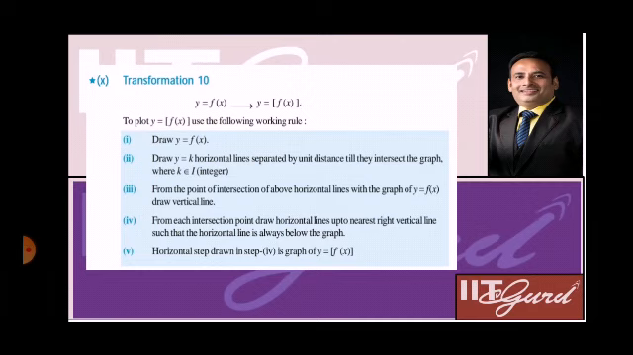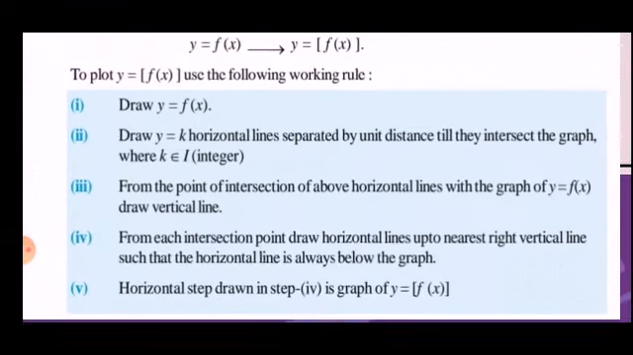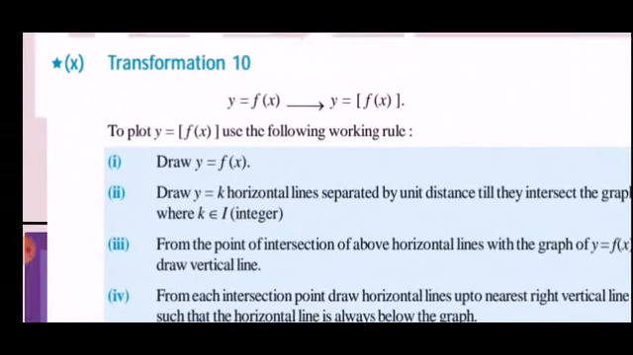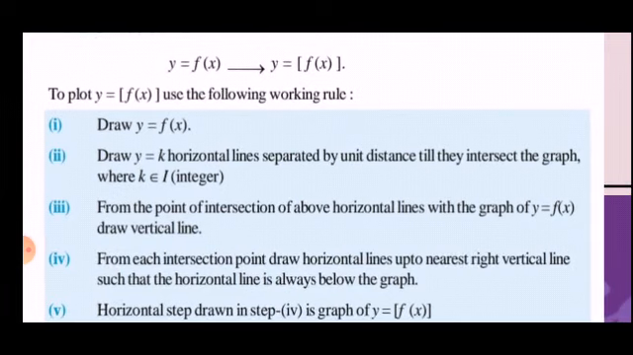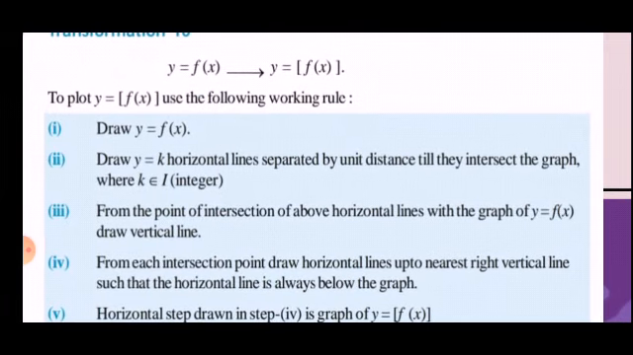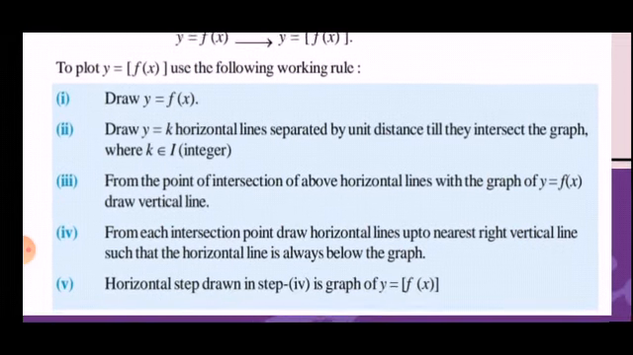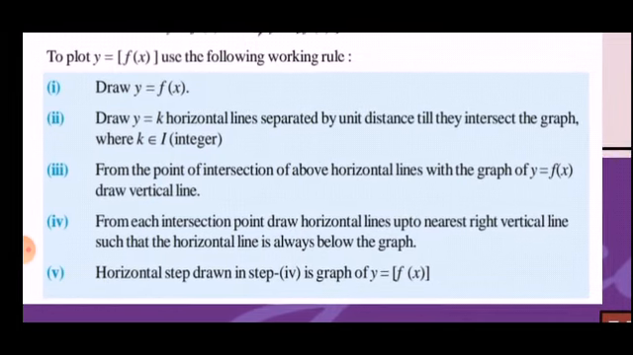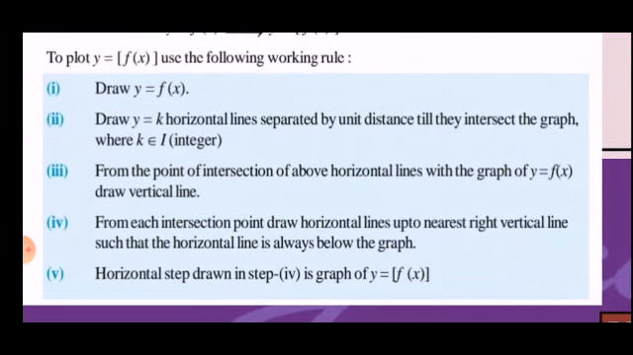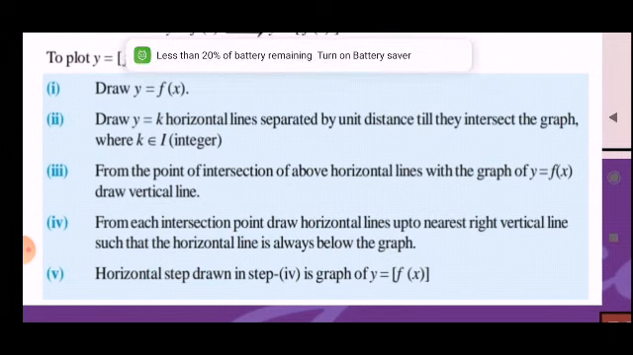Step one is draw y equal to fx, and second step, draw lines y equal to k horizontal, separated by unit distance till they intersect the graph, k equal to integer. From the point of intersection of the above horizontal lines with the graph of y equal to fx, draw a vertical line. Step 4, from each intersecting point, draw horizontal lines up to the nearest right vertical line such that the horizontal line is always below the graph. The horizontal steps drawn in step 4 form the graph of y equal to gi of fx.